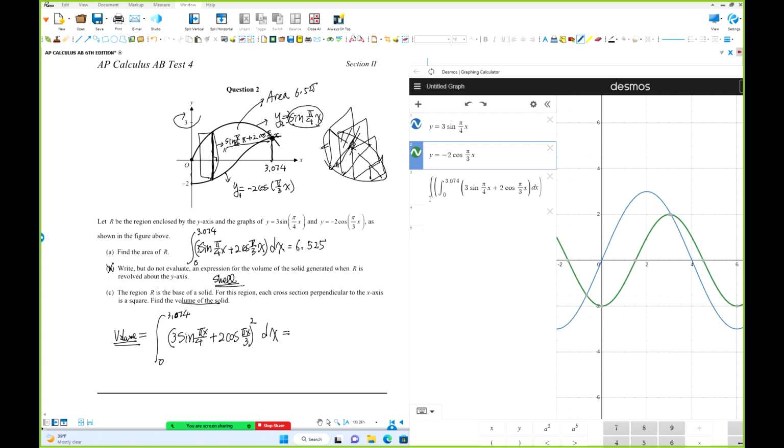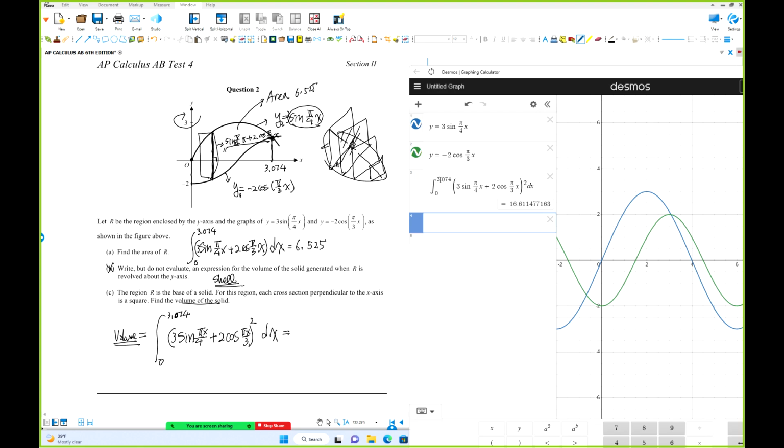I delete everything. So I'm going to move this one out. This time I just make this 3 sine pi over 4x, squared. Just squared. That's fine. I just made it this way.